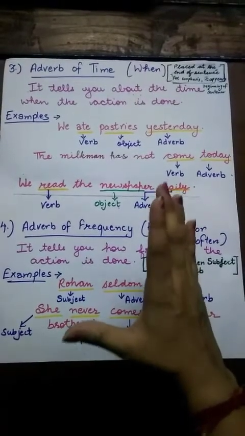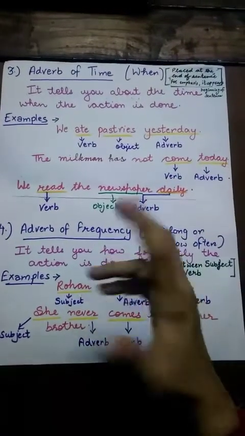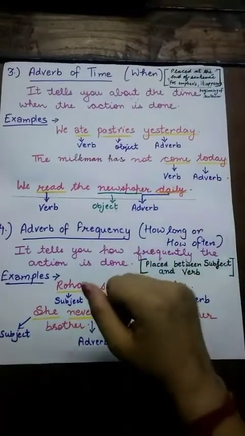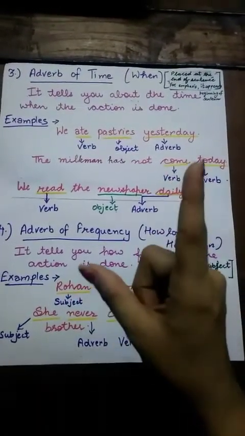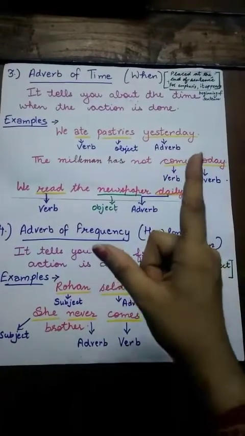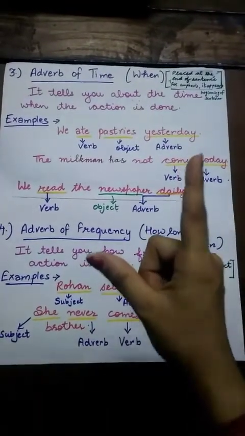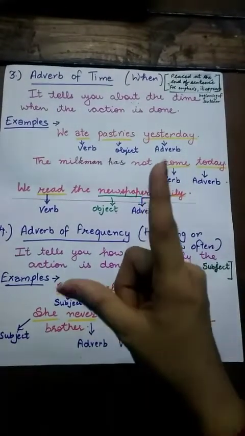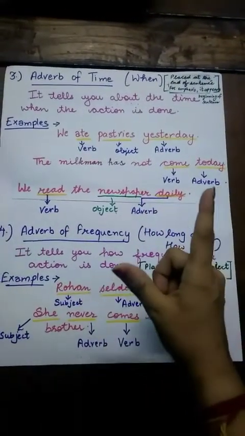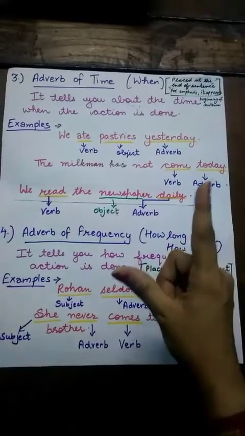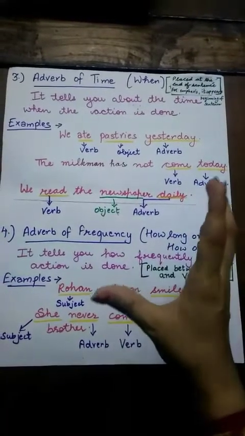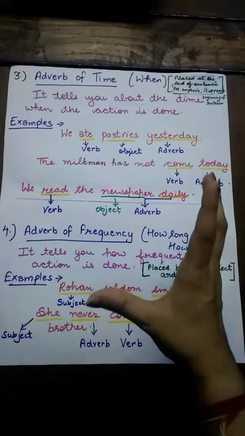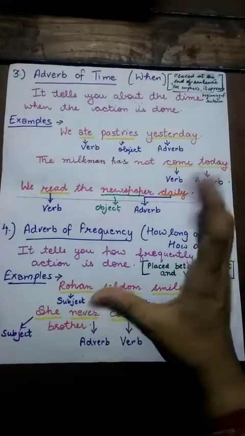Now read out the following examples. We ate pastries yesterday. Now tell me, when did we eat pastries? Yes, we ate pastries yesterday. So yesterday is an adverb because it tells you about the time of action. Similarly, words like today, daily, tomorrow are also adverbs of time because they tell you about the time of action.